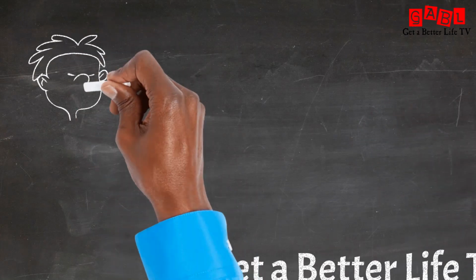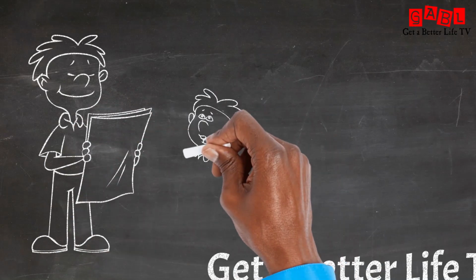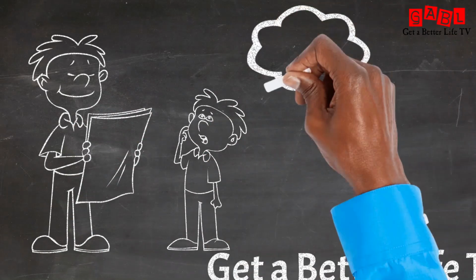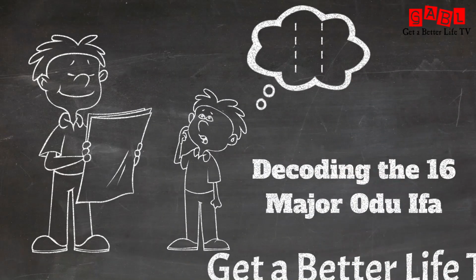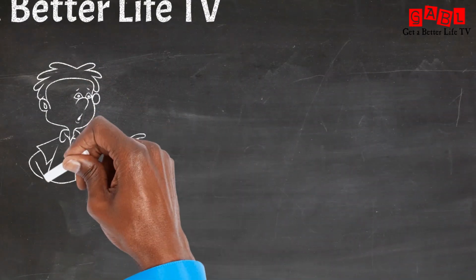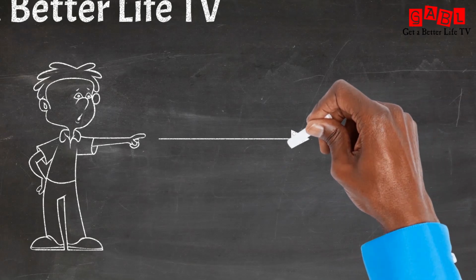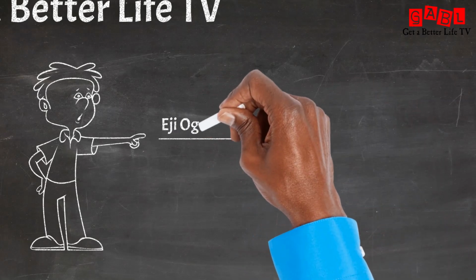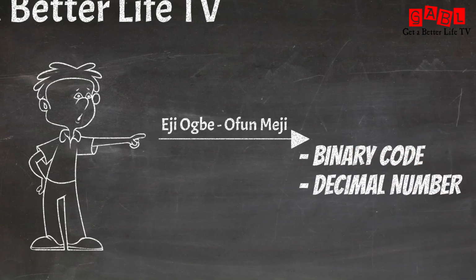Today marks a pivotal moment in our journey as we embark on a comprehensive series, Decoding the System: Major Odu Ifa, one by one. We are going to systematically unveil the sacred patterns of this principal Odu, translating each into its unique binary code and then its universal decimal number.